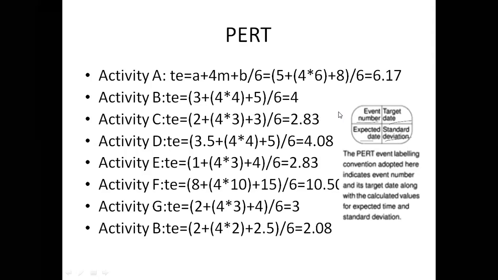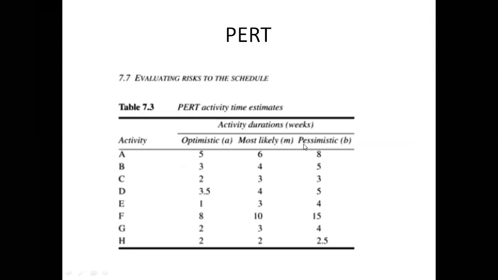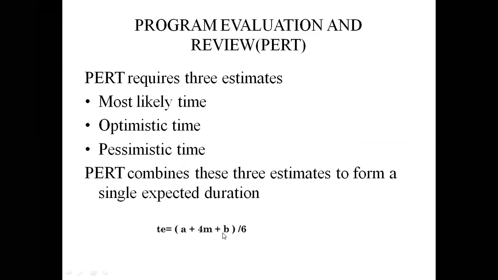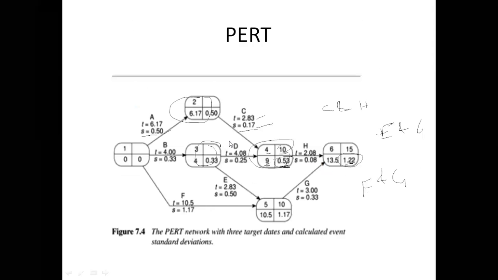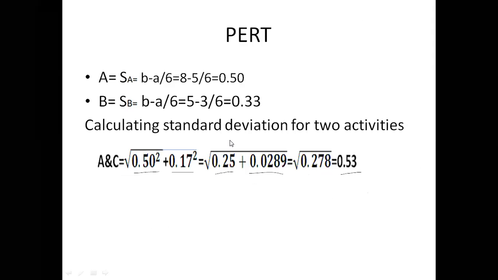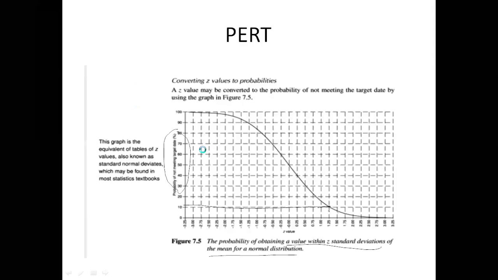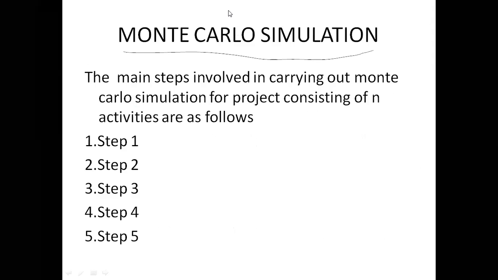A is 1, B is 2, that is the event number, and for expected time you have to calculate the formula TE equal to A plus 4M plus B by 6. This is the formula for TE, and we have to calculate standard deviation as B minus A by 6. You have to remember all these formulas, and we have to calculate the difference or sum of 2 activities. We are using this formula. So this is the end of the 4th unit.